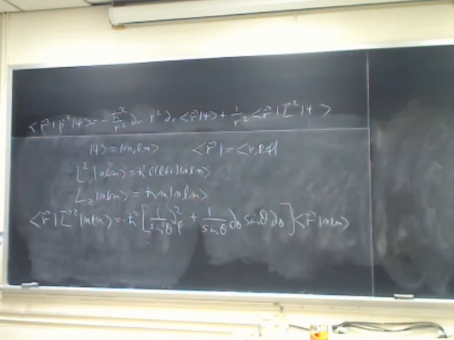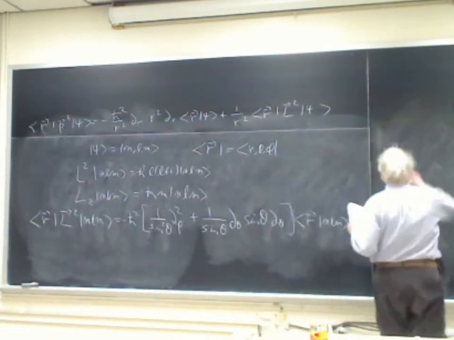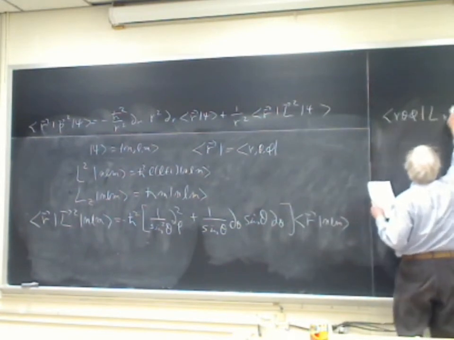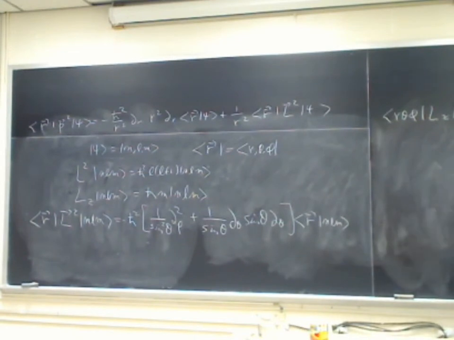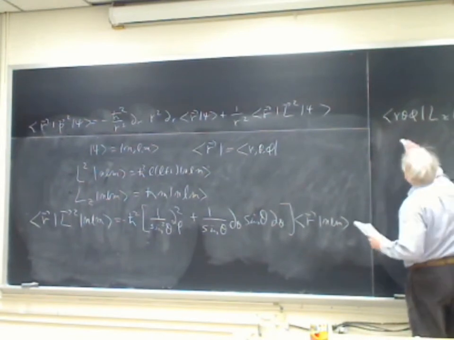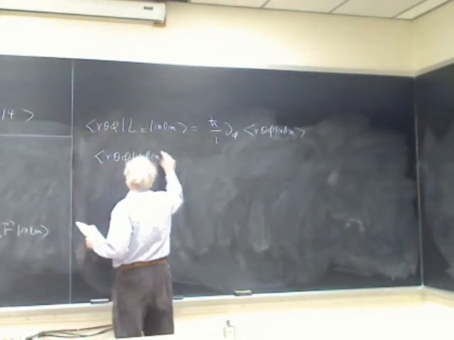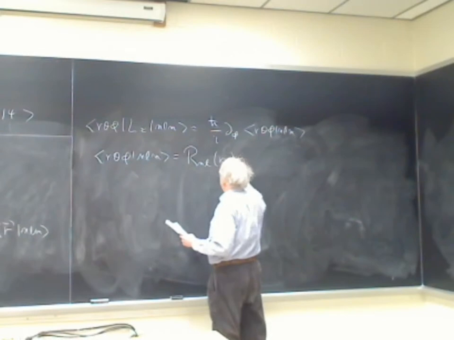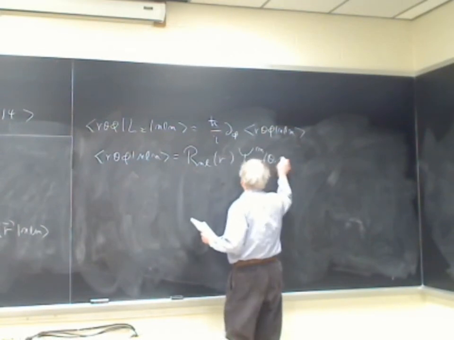Okay, all right. Also, a couple more review things. The wave function at r, theta, phi for Lz on n l m is h bar over i d phi of the wave function r, theta, phi in n l m. And this r, theta, phi n l m, you can be writing as R n l of r, and then Y l m of theta and phi.